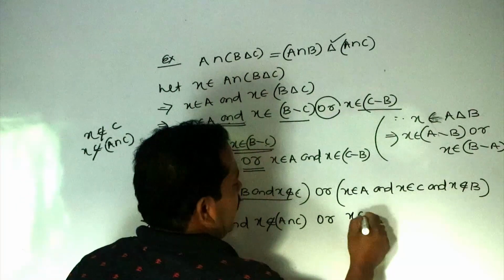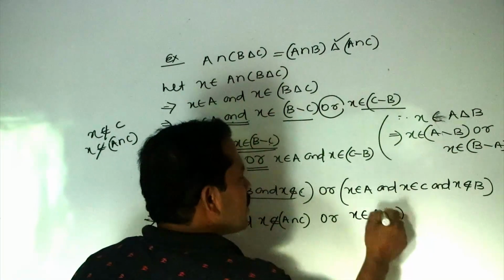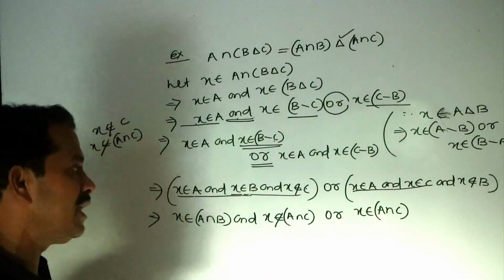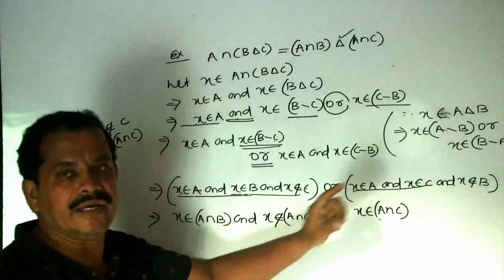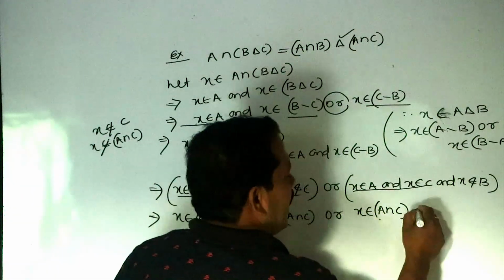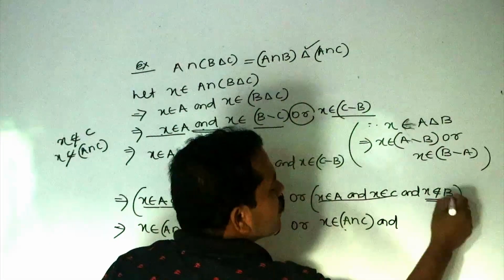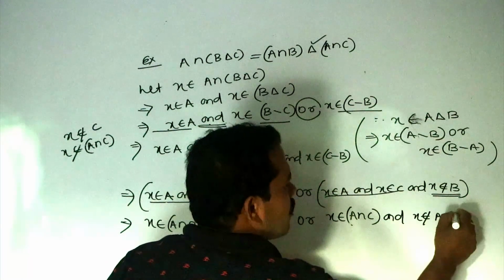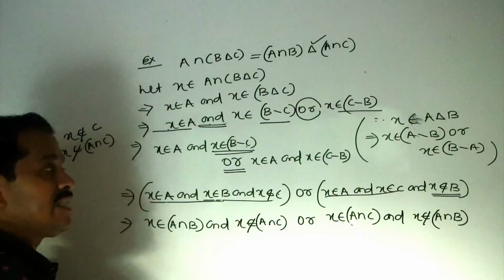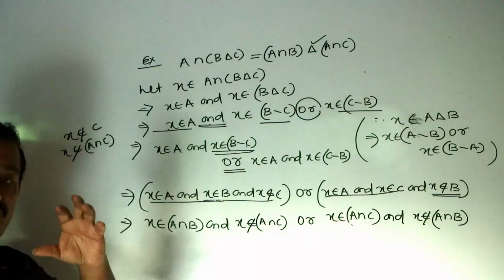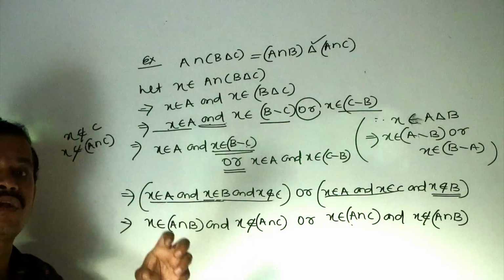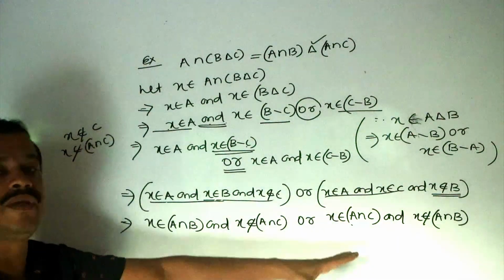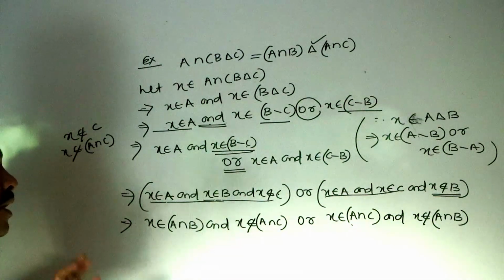Similarly, here we write x belongs to A intersection C, instead of x belongs to A and x belongs to C. And here x does not belong to B. We can argue that x does not belong to A intersection B because x is an element of A intersection B when x is both an element of A and B. Since it is not an element of B, it cannot be an element of A intersection B. That is an argument.